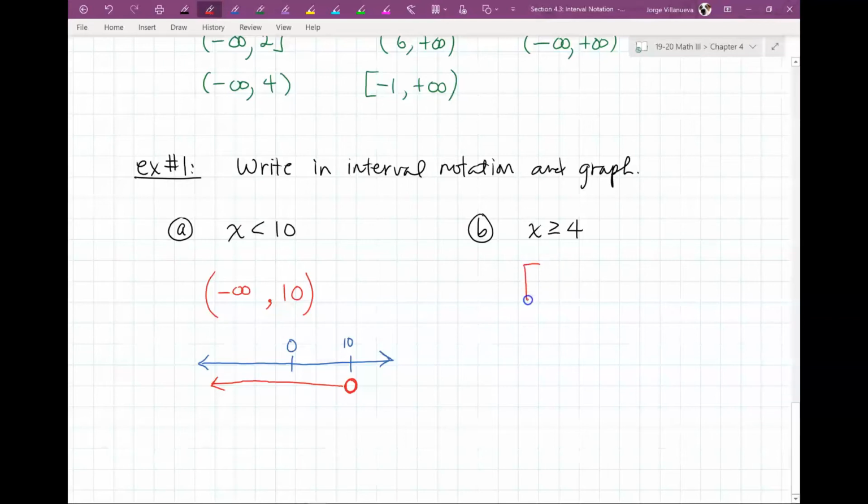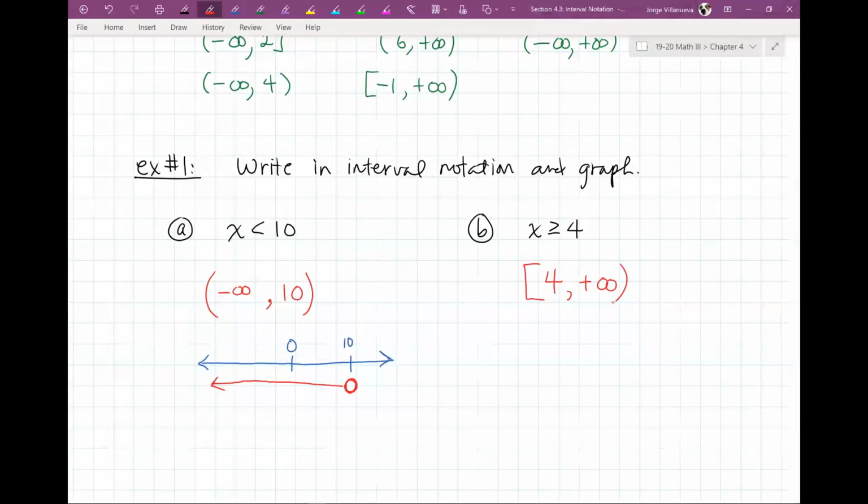So I'm going to write this: 4 to positive infinity. I include the 4 using a bracket because it says x can be greater than or equal to 4. So 4 is included. And then any number bigger than that. So any number bigger than 4, well, 5, 6, 7, 8, 9, 10, a million, a billion, a trillion, whatever. So we just say towards positive infinity. And remember, the infinities never get brackets.